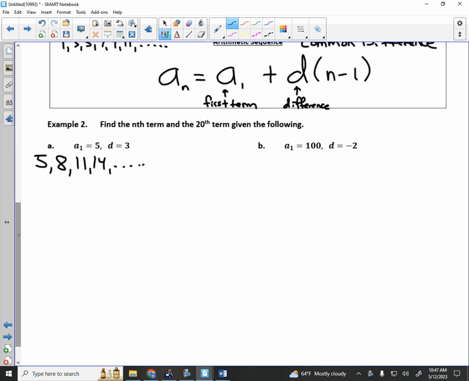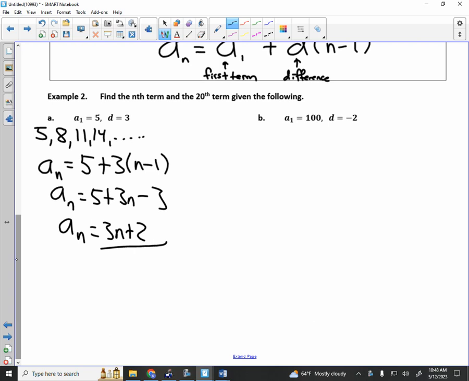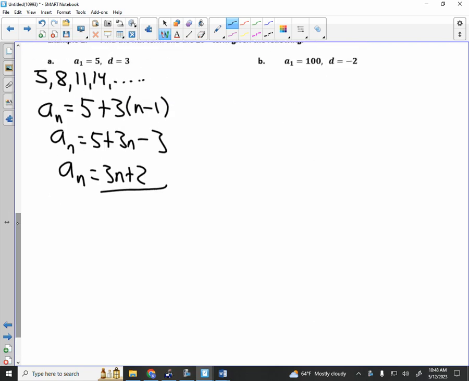Everybody good with that? So if we want to write a rule, we say that a sub n is equal to the first term, which is 5, plus the difference, which is 3 times n minus 1. So a sub n is equal to 5 plus 3n minus 3. Or a sub n is equal to 3n plus 2. Now that we've written a rule, it's easy for us to find the 20th term, or the 200th term, or the 2000th term. A sub 20 is equal to 3 times 20, which is 60, plus 2, which is 62.